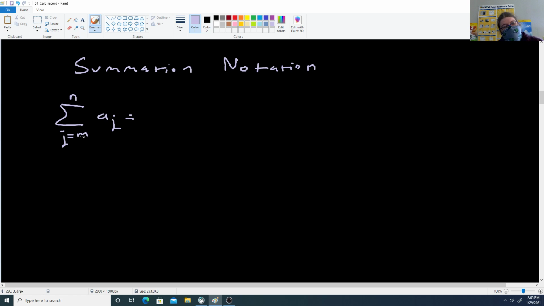This is the starting value of the index, and we count up by ones till we get to the stopping value of the index. So we would start with a, and then j gets replaced with m. Then we add to it the next term, which would be a_(m+1). So you add 1 to the subscript, and then you would add to it a_(m+2). And you keep counting up by these ones, and so forth, till you get up to plus a_n.